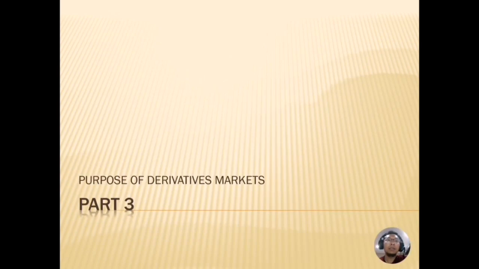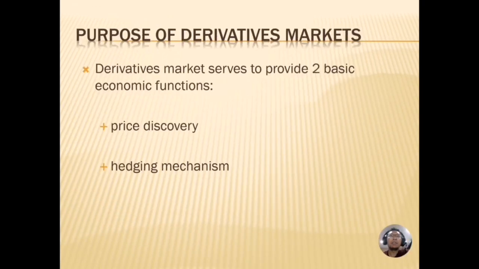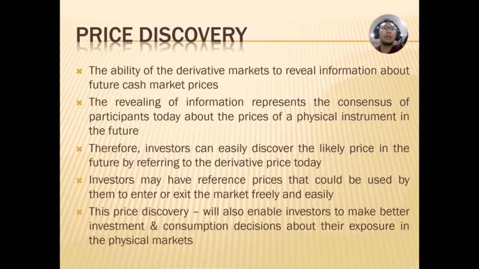Alright, the next part is the purpose of derivative markets. What are the purposes of derivative markets? Derivative market serves to provide two basic economic functions. First is price discovery. They want to set a price and also disseminate the price for each particular underlying asset. Number two is hedging mechanism. Hedging is some sort of gaining a profit or mitigating or minimizing a loss.